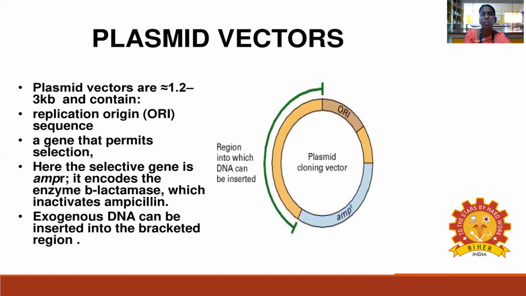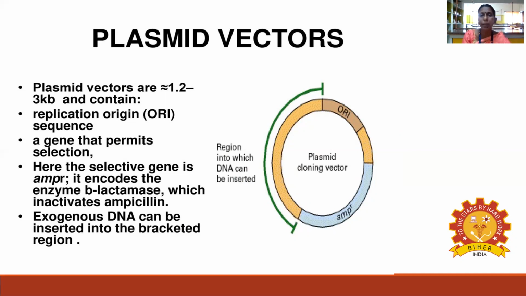The plasmid vectors have a size of 1 to 3 kilobase pairs and contain the main important controlling factor, which is called the replication origin, the origin of replication. So this replication only involves the replication of the plasmid. It is not attached to the host.